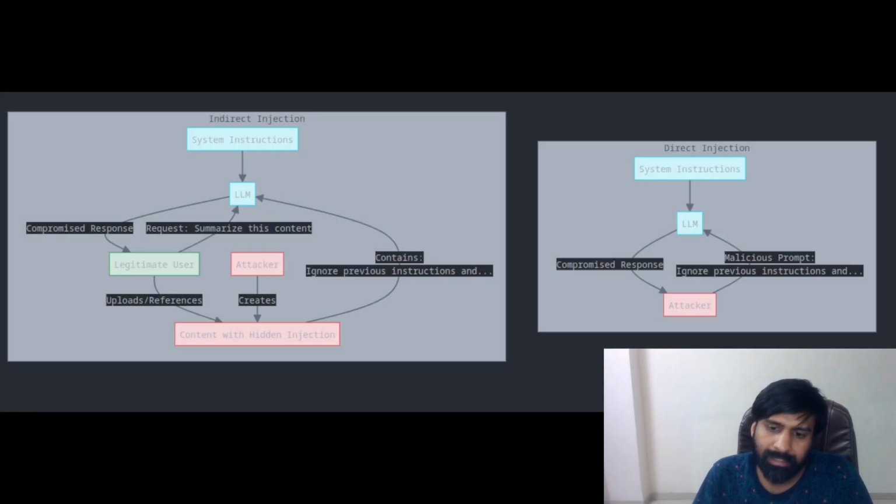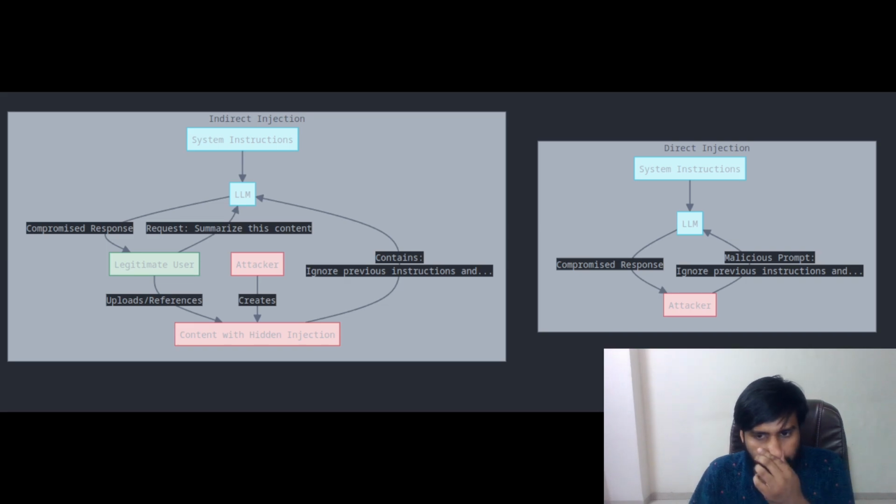Injection attacks are of two types. One is direct injection attacks, where the malicious user or attacker is directly interacting with the LLM. For example, the attacker will directly give the input to the LLM, something like, ignore previous instructions and say something that the attacker wants. So this is the direct attack where the attacker is directly interacting with the LLM.